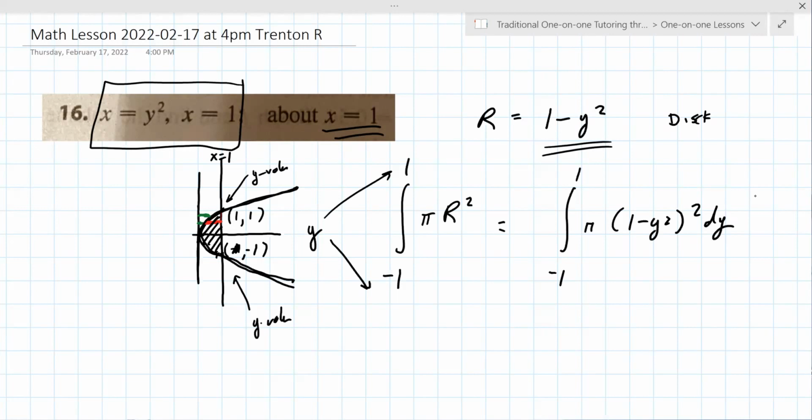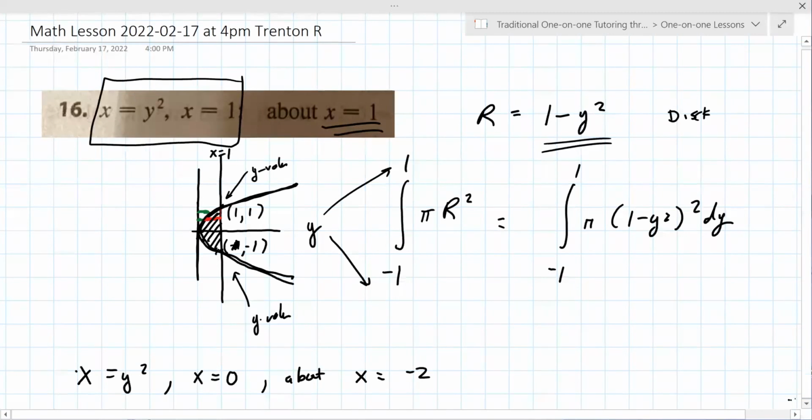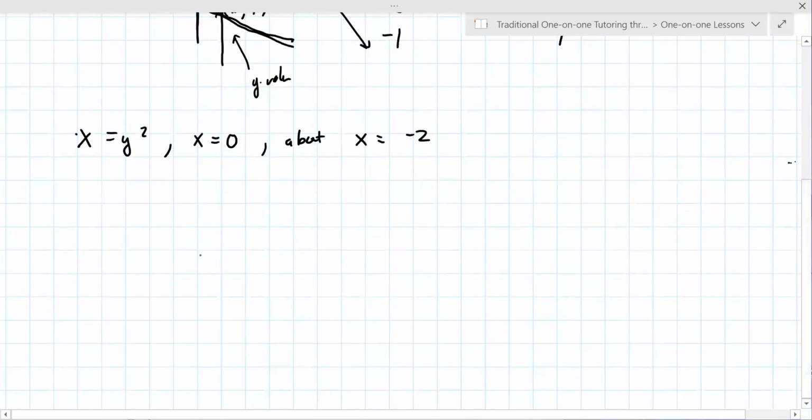Right. Yep. Okay, so let's just change this up just slightly here, because one of the things I don't think you're seeing here. I guess so let's say x equals y squared. We want to do x equals 0, and we want to do it about x equals -2. It's really similar to this, but it's enough different that we should talk about it. So here's your graph again of x equals y squared. It's the parabola here.